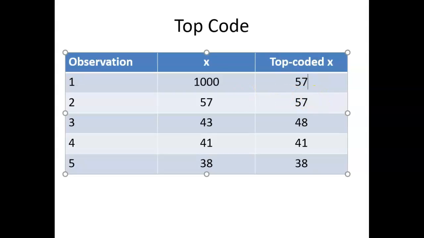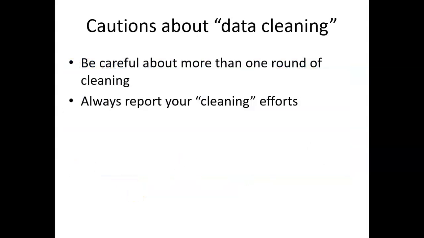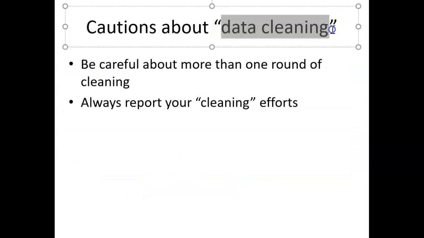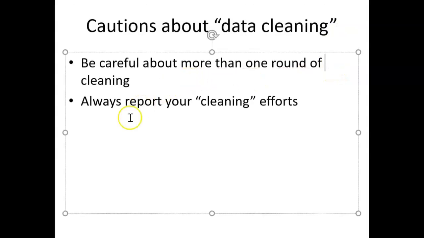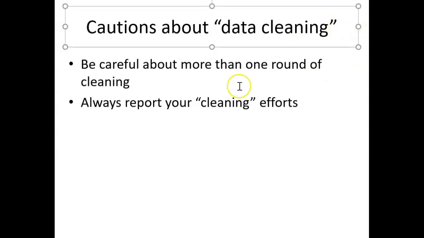So there's 2 things that you can do with outliers: discard the observation wholly, or top code it, or bottom code it if you think it's too low. And that's combined, that's 2 ways of cleaning your data. And most all raw data sets require cleaning. Okay, when you're doing your analysis, you need to be careful about conducting more than one round of cleaning.